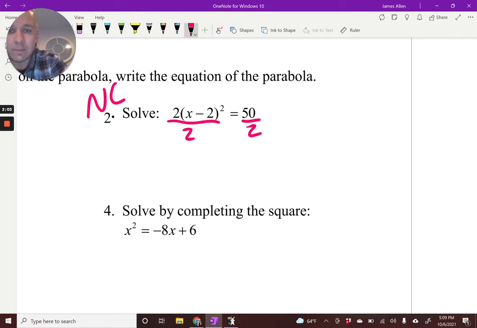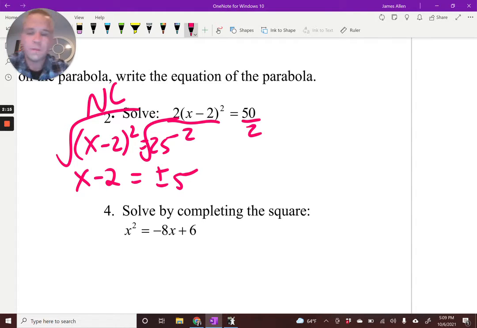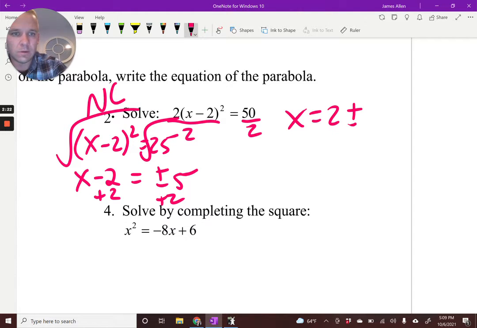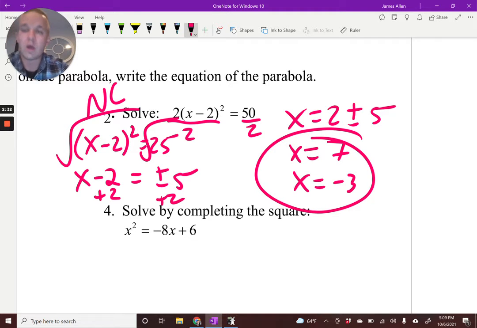Okay. All right. So I've got x minus 2 quantity squared equals 25. Square root, x minus 2 equals plus or minus 5. No negatives this time. I'm going to add 2 to both sides. Now, when we do this, I get x equals 7, because 2 plus 5 is 7, and I get x equals, well, 2 minus 5 is negative 3. Wonderful.